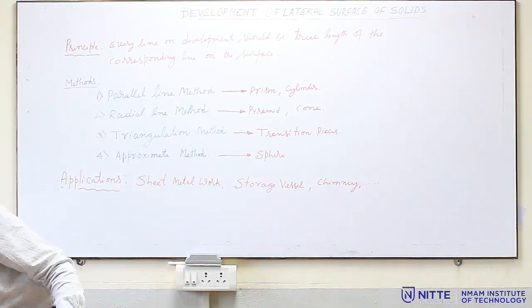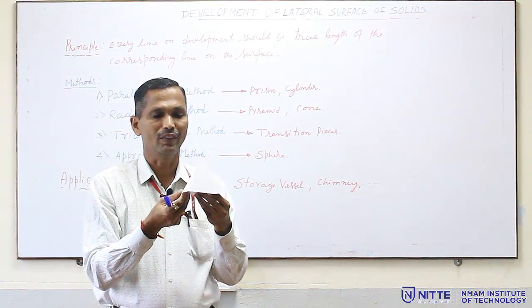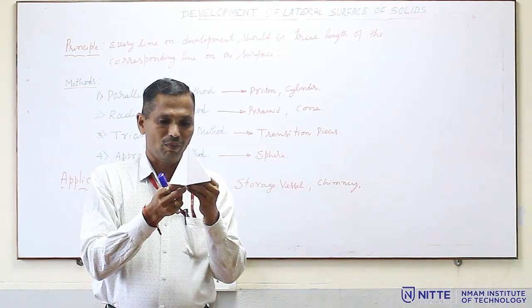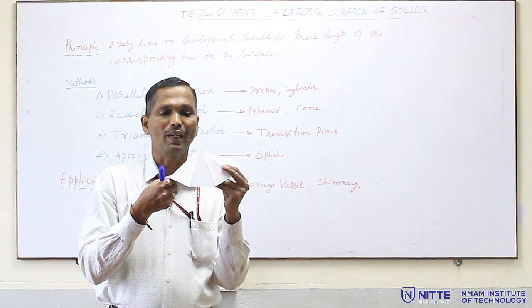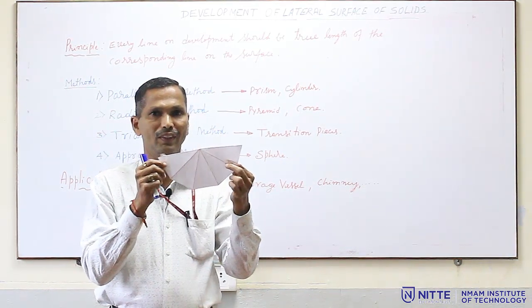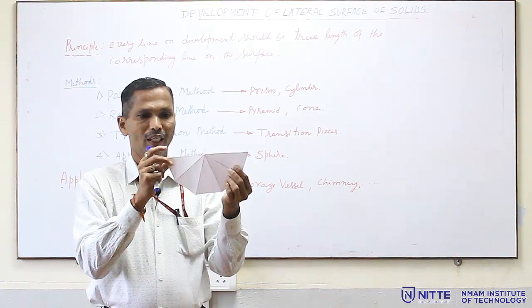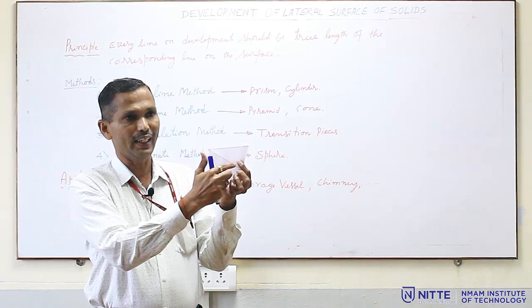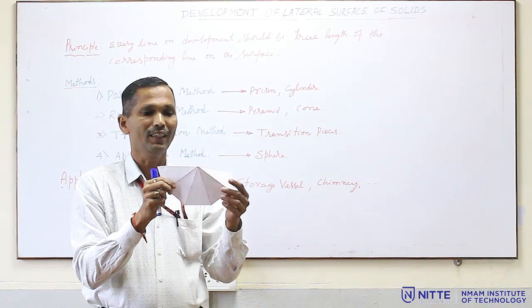Similarly, if you take a pyramid, this is a pentagonal pyramid, and if you lay down the lateral surfaces to two-dimensional, the pyramid looks like this. This is the development of a pentagonal pyramid. Here all these lines, that is the slant edges, should be of true length. That is the main principle of development.